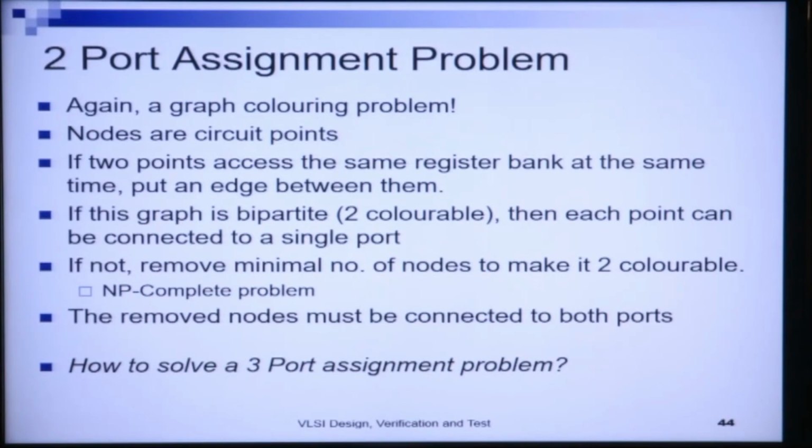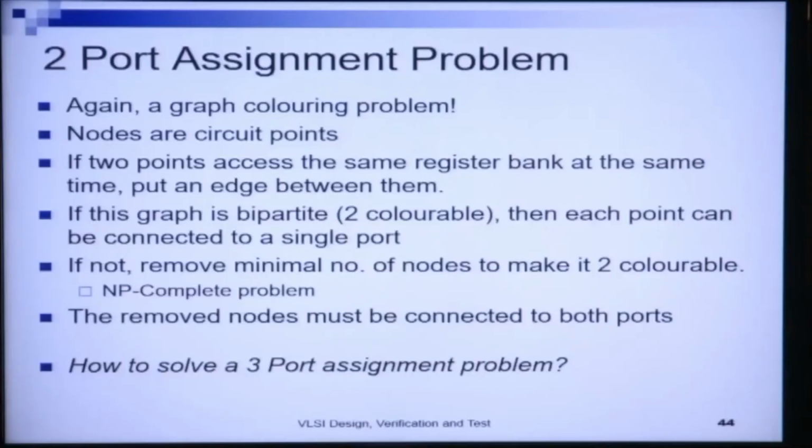Therefore, if the graph is bipartite, that is two colorable, I can use two colors to color this entire graph. That means I have two distinct colors, that means two distinct ports, and I have been able to give a color to all vertices while not putting the same color to adjacent vertices. That means I have been able to put each circuit point connected to a single port only, and this is the best possible solution that I have.